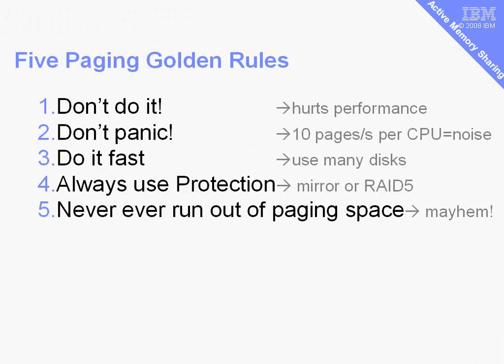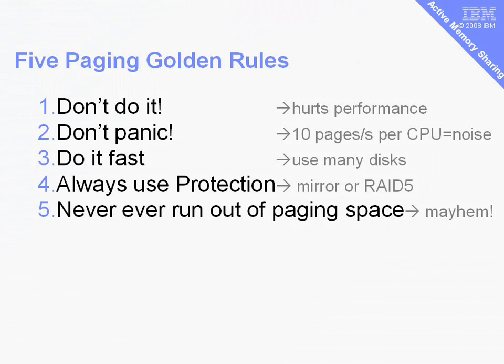So here are the 5 paging space golden rules. First of all, try not to do paging because it can hurt performance. If you're doing some paging, don't panic. If it's low-level paging, then we can live with that, and particularly on systems with a large amount of memory, large number of programs, and large numbers of users, they do regularly page. Sometimes there's nothing you can do about that. And what you have to do is live with it.